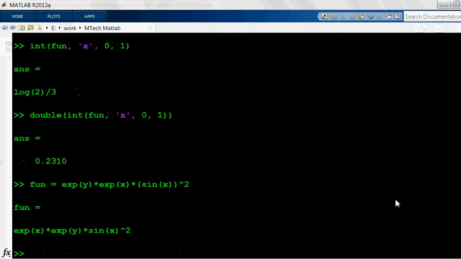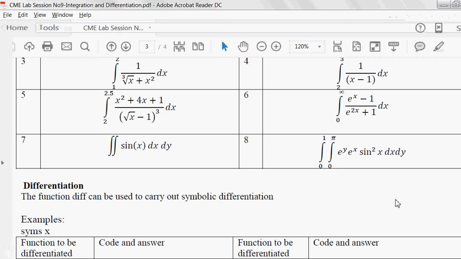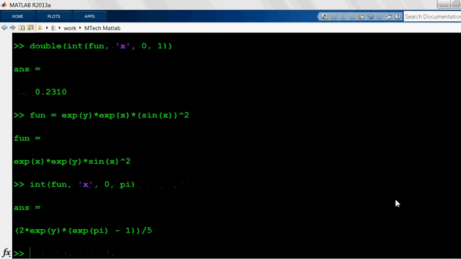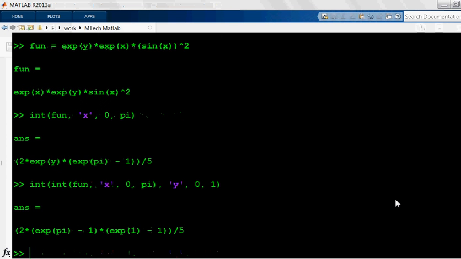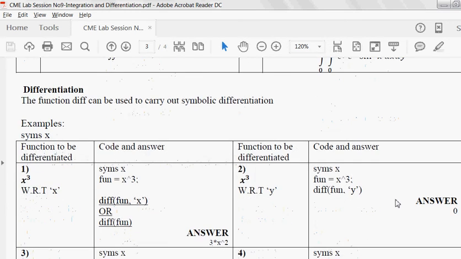We have defined this. Now what do we have to do? We will have to integrate this function, first with respect to x, between the limits 0 and pi, and we get our answer like this. And once again integrate this entire thing with respect to y, between the limits of integration 0 and 1. This is our answer. And if I want to find out the actual answer, double of ans gives me the answer 15.21 odd. Okay, that is one thing which is done.